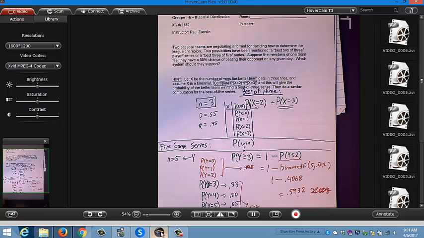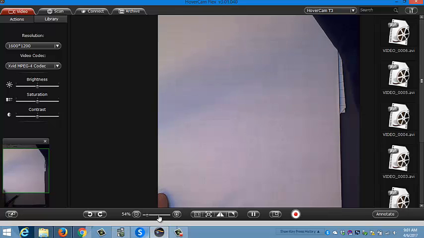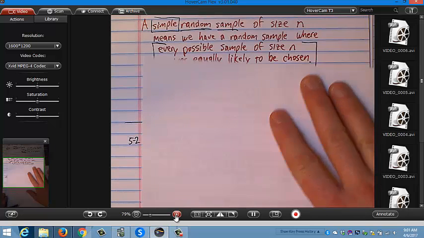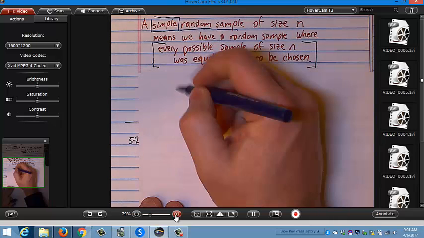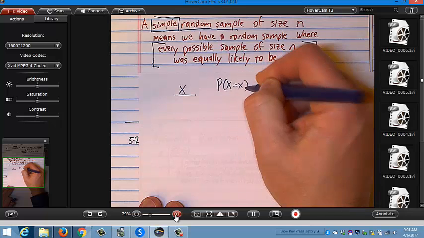Okay? So let's see. It's getting sloppy. Let's make it neater for you. Ready? If I zoom in, that'll help too. Okay, here we go. I have x values, and I have the probability that x equals x.